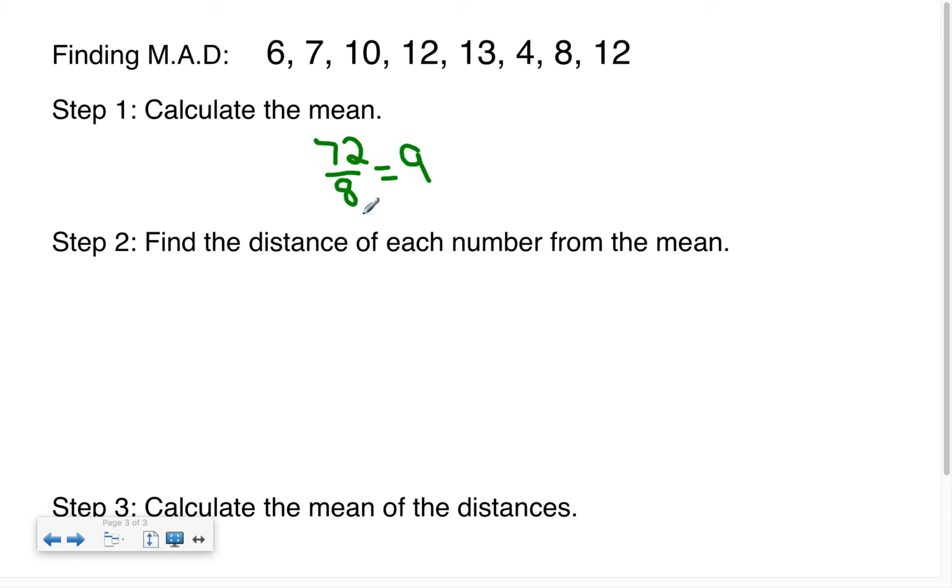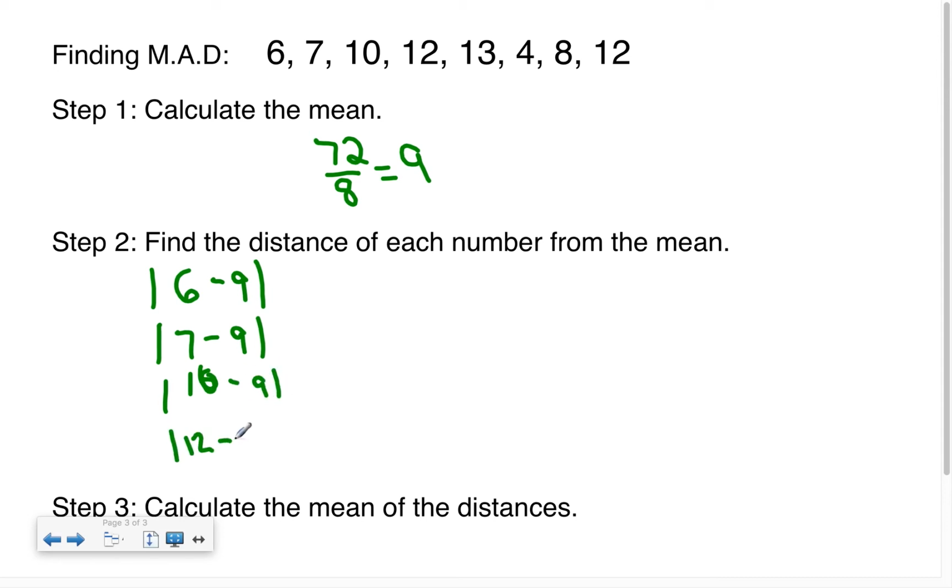Step 2, find the distance of each number from the mean. We said before that distance has to be positive, and what we use in math to keep everything positive is absolute value. So we want to find the distance, we're going to subtract. So absolute value of 6 minus 9, because 6 was our first data point. Absolute value, 7 minus 9. Absolute value of 10 minus 9. Absolute value of 12 minus 9. So those are our first 4.